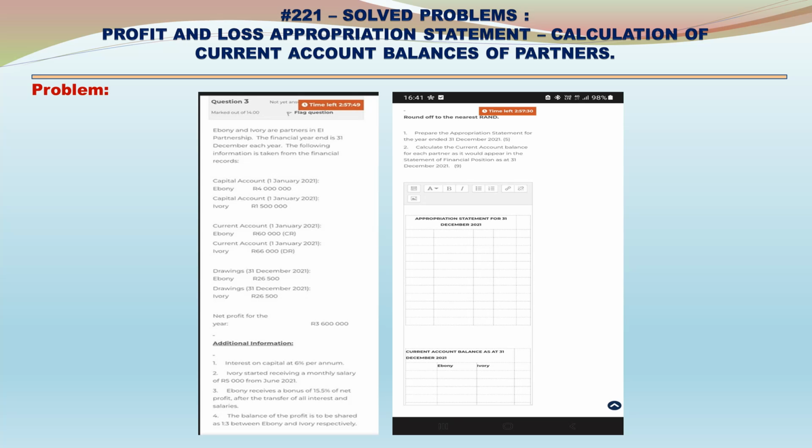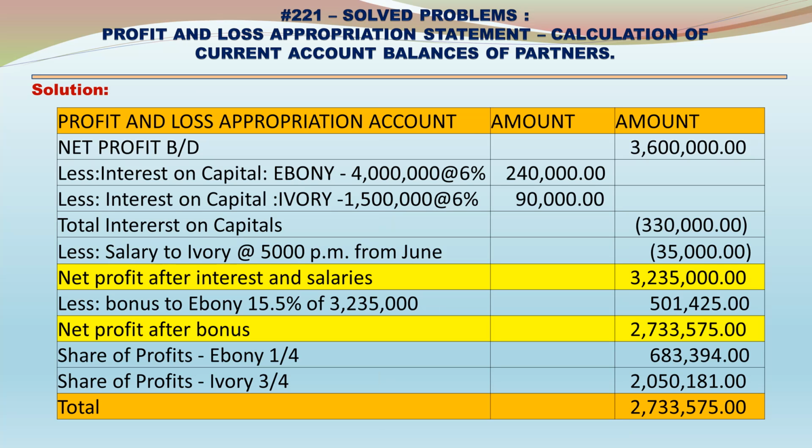Prepare the appropriation statement for the year ended 31st December 2021. Calculate the current account balance for each partner as it would appear in the statement of financial position as at 31st December 2021. Profit and loss appropriation account.